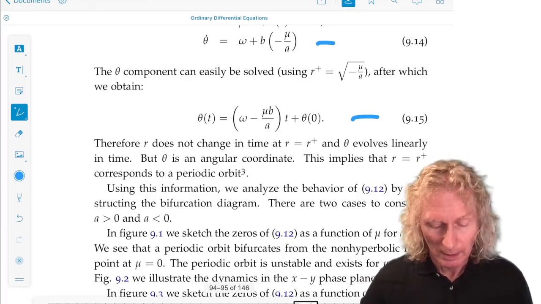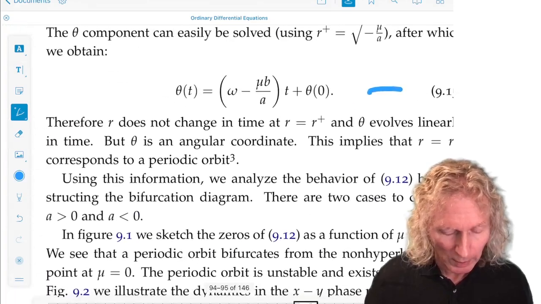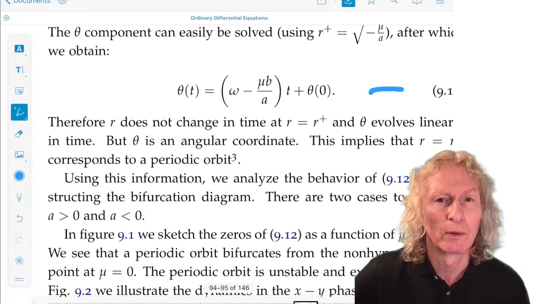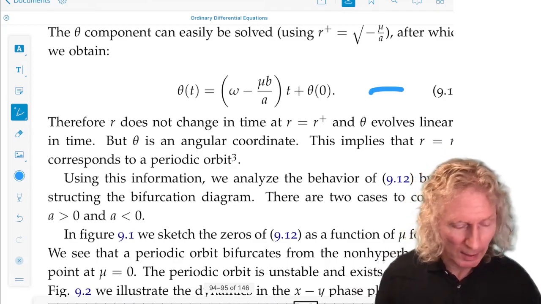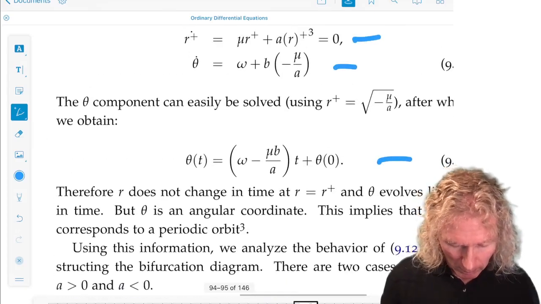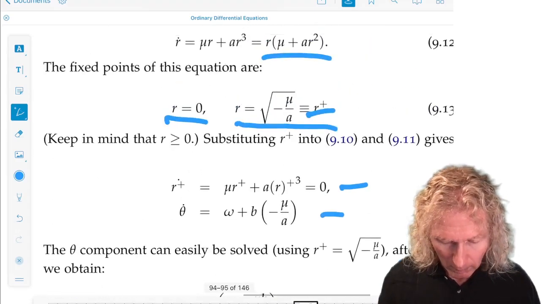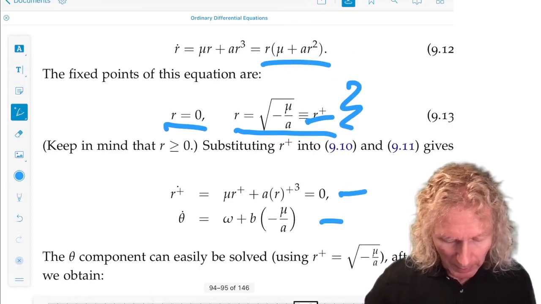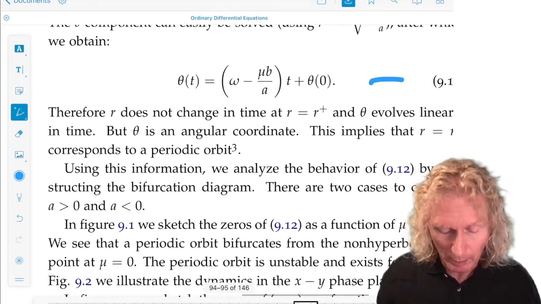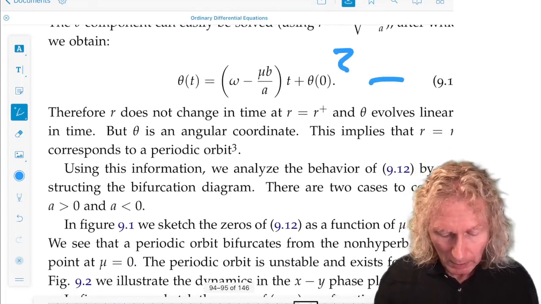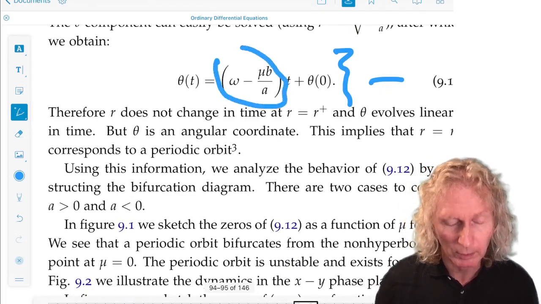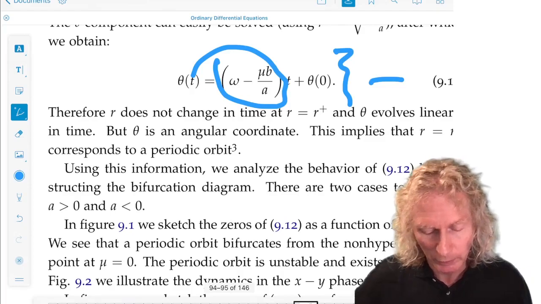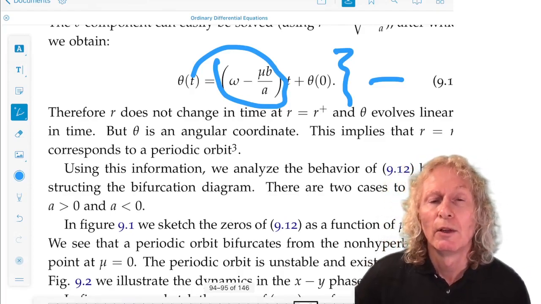Now, it's very important that we understand what we have in this problem. R doesn't change in time. It's given by a particular value. But theta is an angular variable. It increases linearly in time, assuming this quantity here is non-zero, but we'll worry about special cases like that later on.